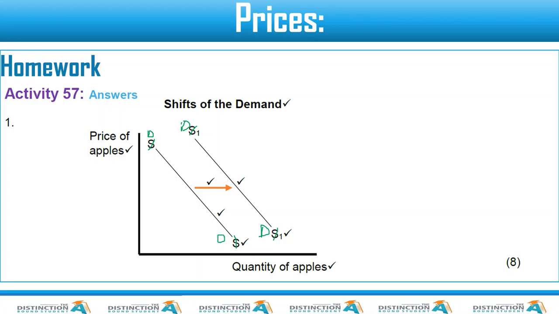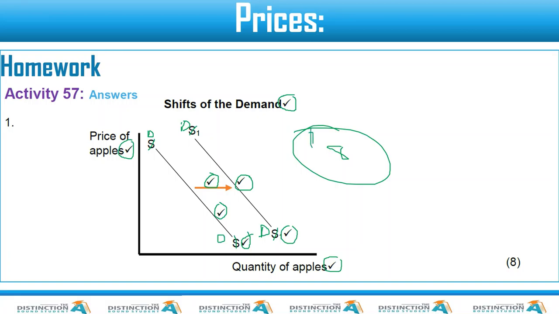You get your marks for labeling this axis, the other axis, the new demand, the old demand, the curve itself, the arrow that indicates the shift, and the heading. All in all, you get 8 marks. So mark yourself that way. If you have something missing, then you might get 7 out of 8, if not 6, if not 5, if not 4, and so on.